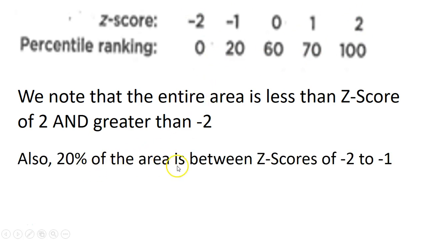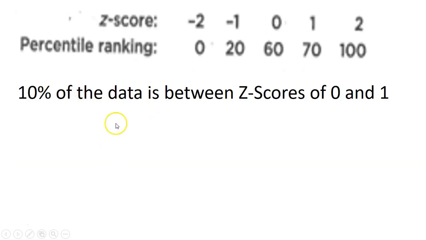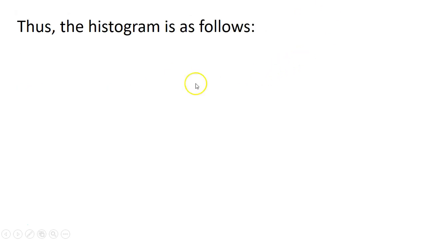Also, 20% of the area is between z-scores of -2 and 1. 20% of the data is there. 40%, 10%, 30%. We can see the layout, the percentage of the data, where it's located between what and what. 10% of the data is located between there, 30% of the data there.